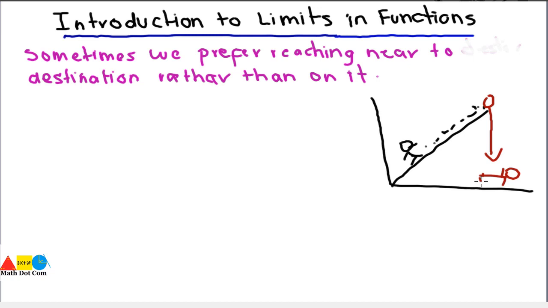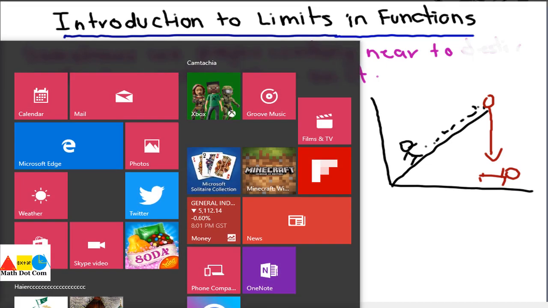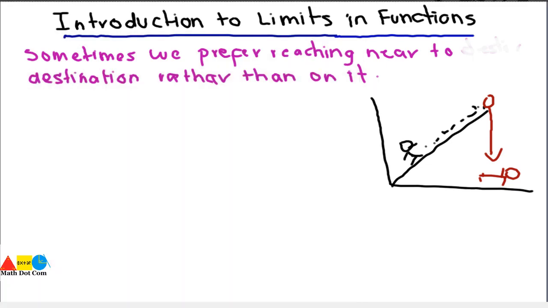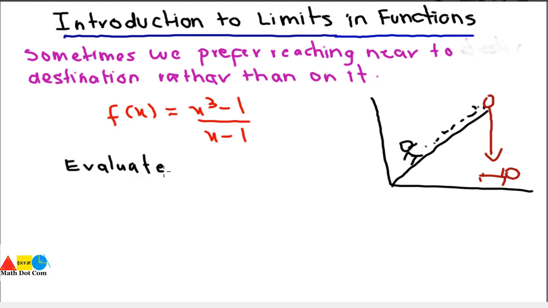So let's have a function to have a concept of limits on it. If you have a function f of x equals x cubed minus 1 divided by x minus 1, and I ask you to evaluate this function. We have already seen how you can evaluate functions. So I will ask you to evaluate this function at which value of x? At x equals 1.